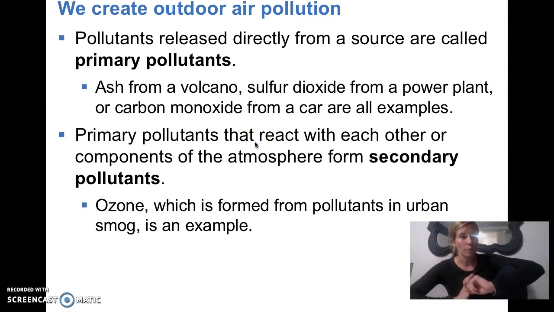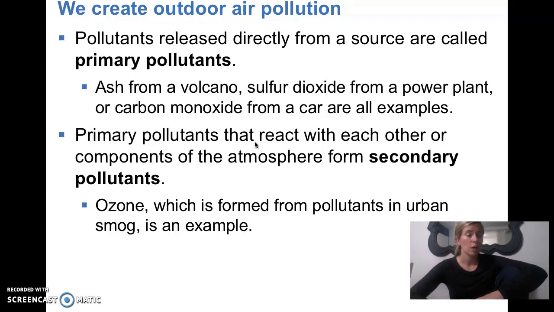Fires, volcanoes, and wind are some of them, but we also create lots of outdoor air pollution. And there's two kinds of pollutants. There's primary pollutants and secondary pollutants. Primary pollutants are pollutants that come straight from a source, and those are called primary pollutants. So ash from a volcano, sulfur dioxide from a power plant, or carbon monoxide from a car are all examples of primary pollutants.